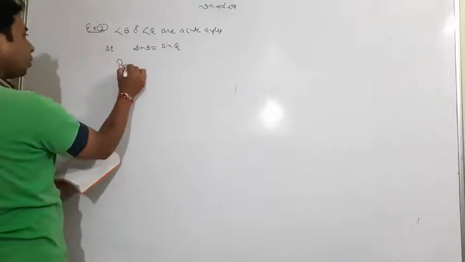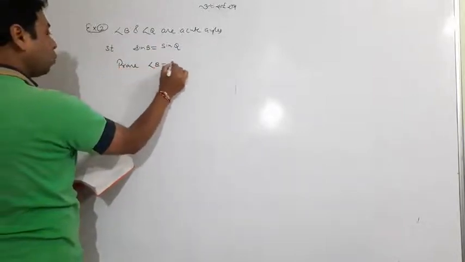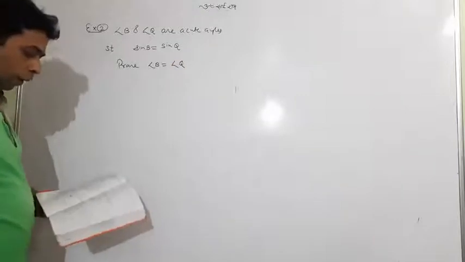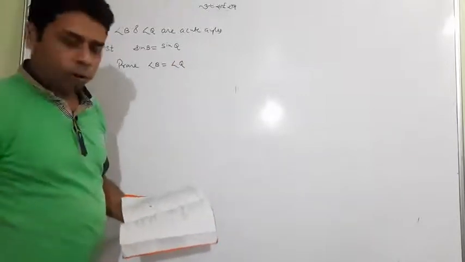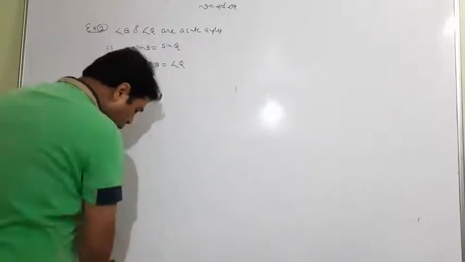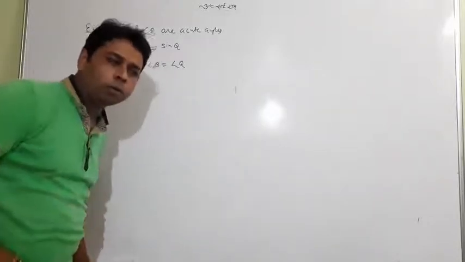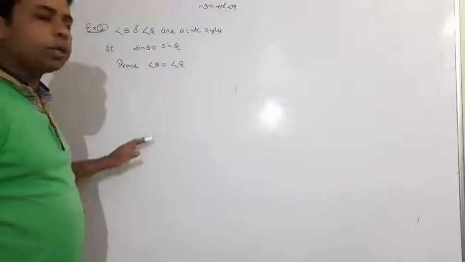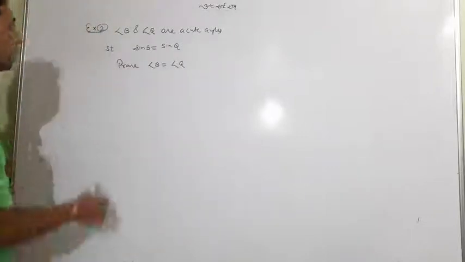Then prove that angle B equals angle Q. When we go through the book, in the book the method is actually very heavy, but I don't want to go through the book. I would go from my side only, and I will tell you the simple method. Look at how we can do it.